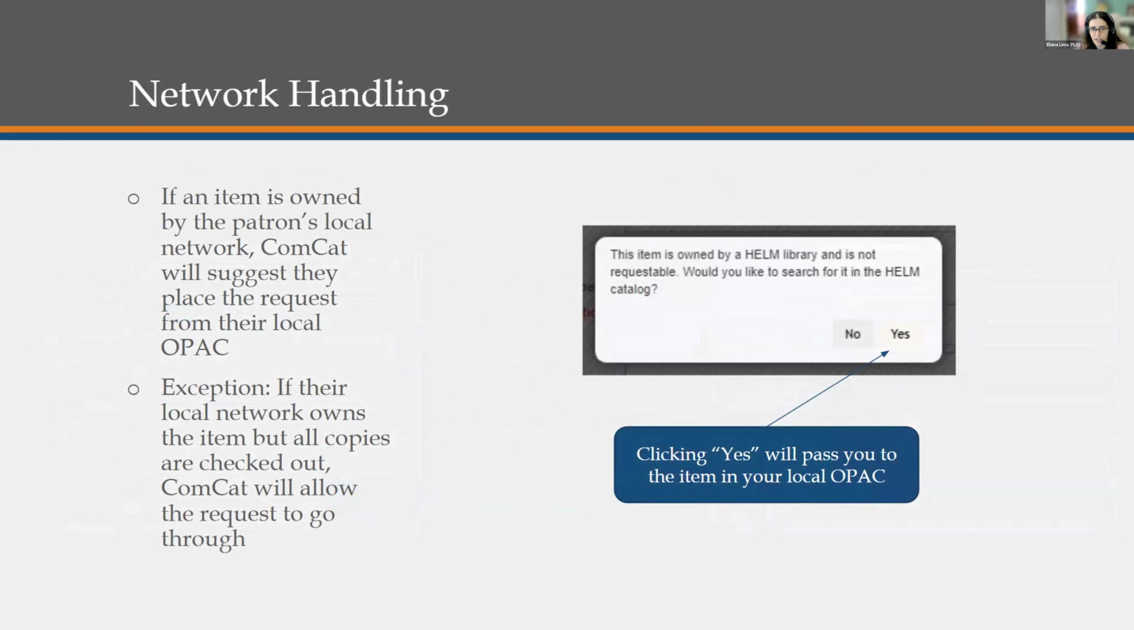Network handling, I just mentioned, is basically about libraries. Patrons shouldn't be requesting their own library's items in ComCat because that doesn't make sense. So we have this pop-up. This is a Helm library pop-up, as you can see, but it basically tells you to go to your local catalog. If you click the yes button, it should redirect patrons to ViewFind, which is nice and convenient.